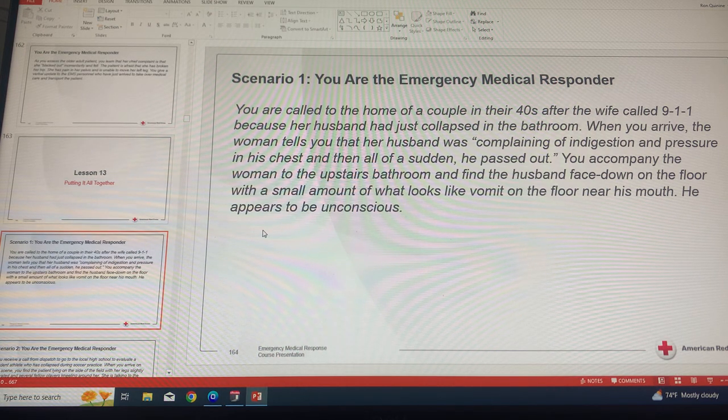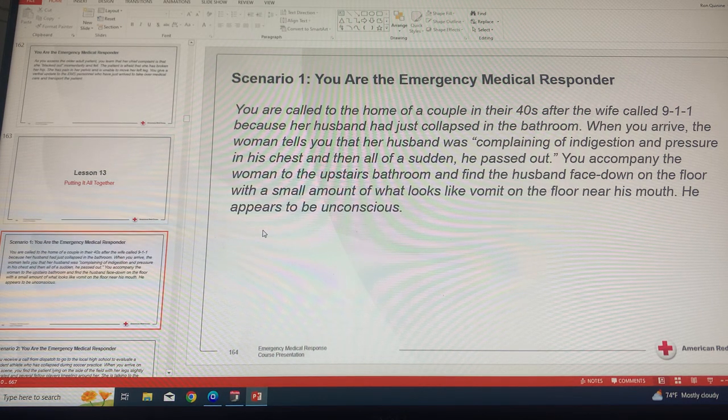You accompany the woman to the upstairs bathroom and find the husband face down on the floor with a small amount of what looks like vomit on the floor near his mouth. He appears to be unconscious.